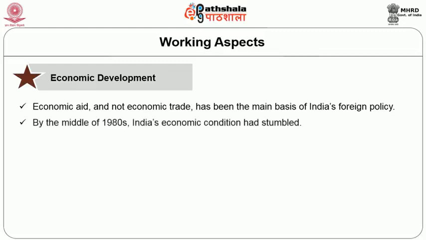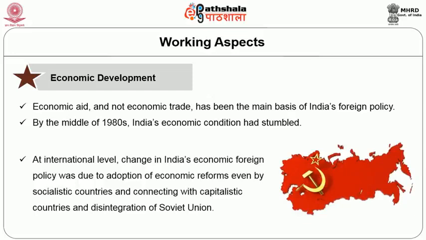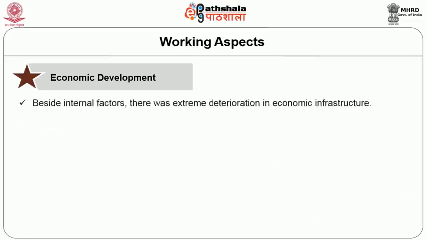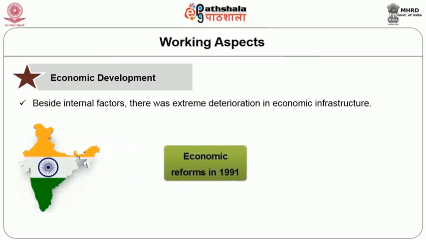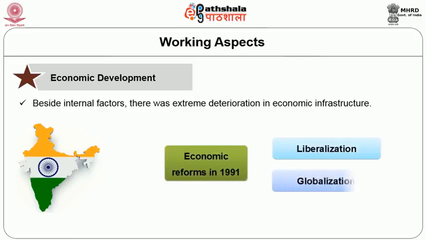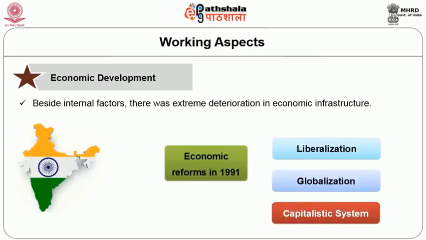By the middle of 1980s, India's economic condition had stumbled. At international level, change in India's economic foreign policy was due to adoption of economic reforms even by socialistic countries and connecting with capitalistic countries and disintegration of Soviet Union. Besides internal factors, there was extreme deterioration in economic infrastructure. So, India started the process of economic reforms in 1991. Under it, through the process of liberalization and globalization, India connected itself to capitalistic system.